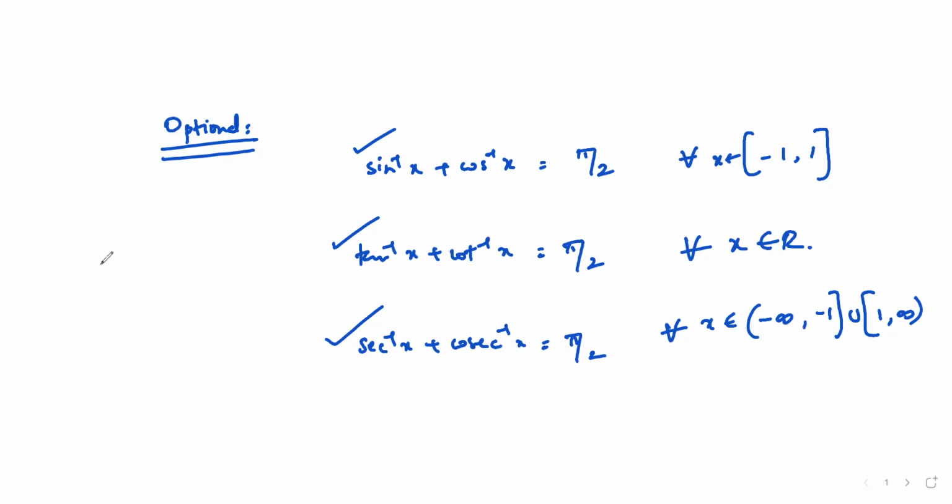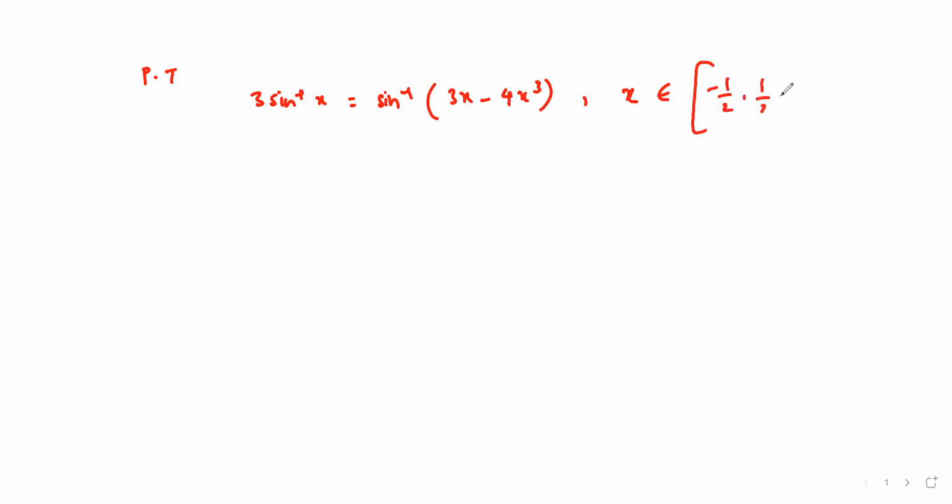Right. Next question. You need to prove that 3 sine inverse of x is equal to sine inverse of 3x minus 4x cube, where x belongs to the closed interval -1 by 2 to 1 by 2, they have given.